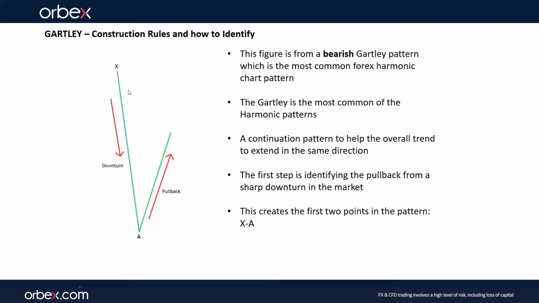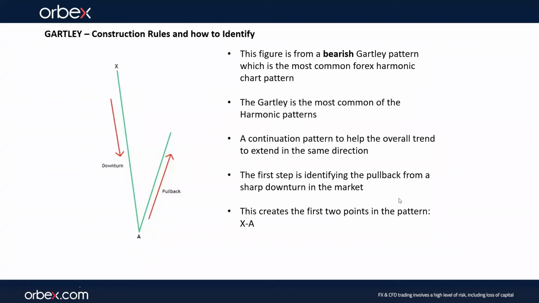So this is how we start off with the Gartley pattern. So X to A, because we've got a vast downturn in the market. We're going to have X to A, and then we've got the pullback, which is support here, and then we're going to start moving higher. The Gartley pattern is the most common of the harmonic patterns. It's a continuation pattern to help the overall trend extend in the same direction.